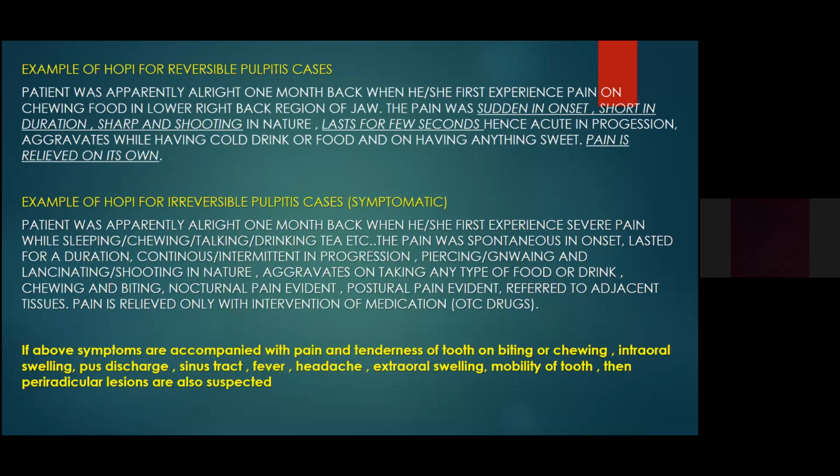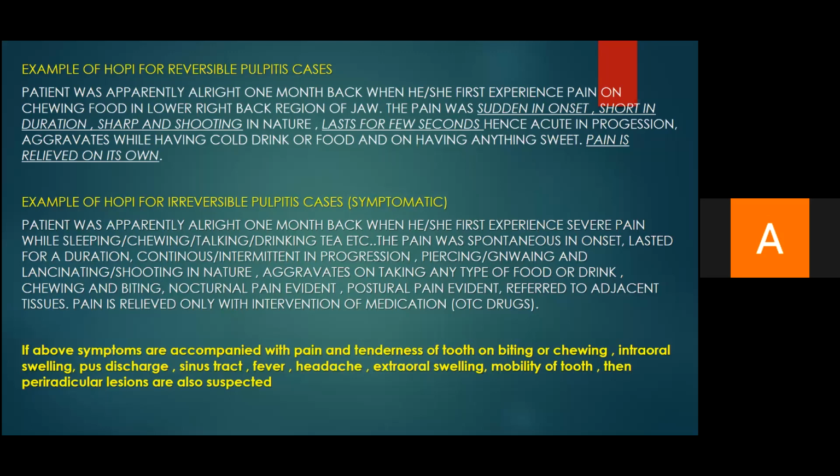Now you can see the example in the case of reversible pulpitis. I have written it as: patient was apparently all right 1 month back. Duration can be anything according to the patient's complaint. We have to start the HOPI from the time when he or she first experienced the pain, with the history of all kinds of symptoms from the start. So we write: first experienced pain on chewing food in the lower right back region of the jaw. The pain was sudden in onset, short in duration, sharp and shooting in nature.